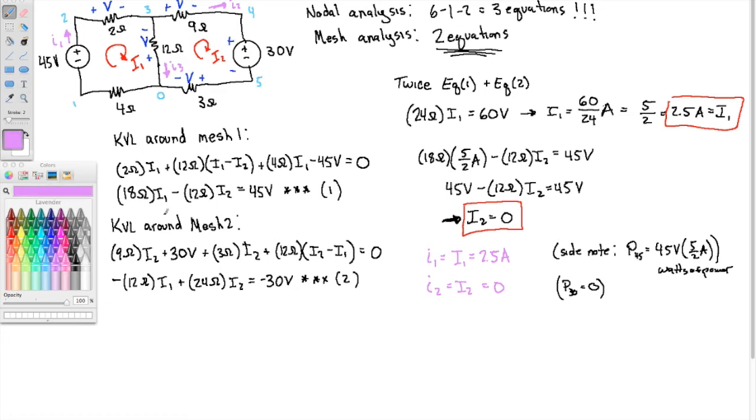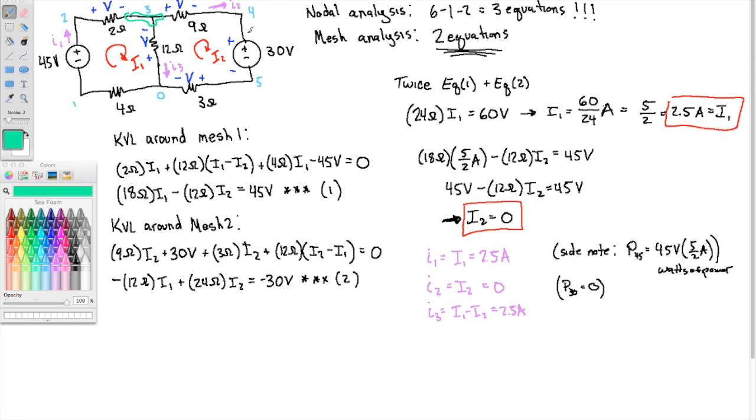So what does that make branch current I3? Well, the direction that I've chosen is down, so that's going with mesh current I1, and I2 is opposing it, so that's I1 minus I2, which is 2.5 amps. It has to be, because if you look at KCL at node 3, you've got 2.5 amps coming in, 0 amps leaving this way, so all 2.5 amps must be going down.